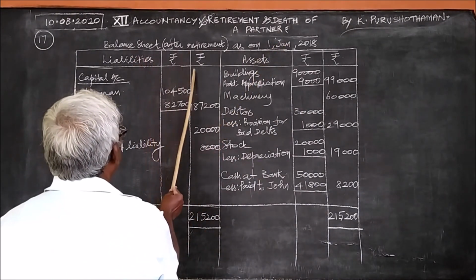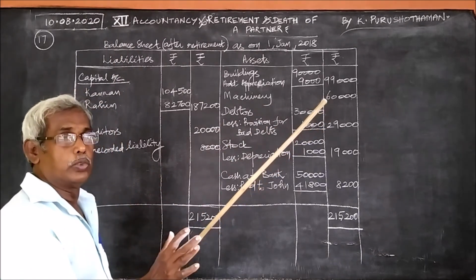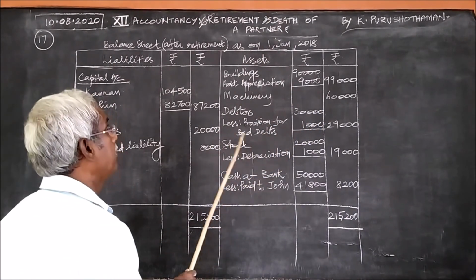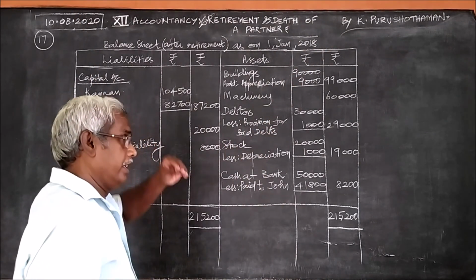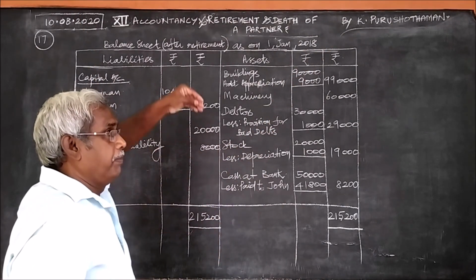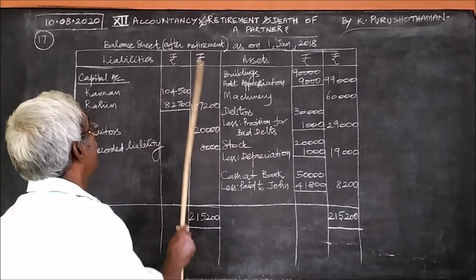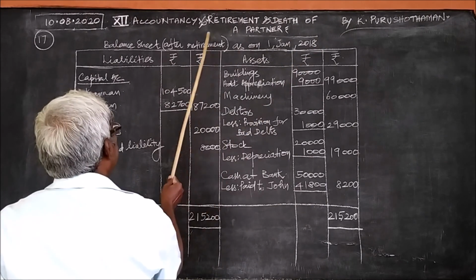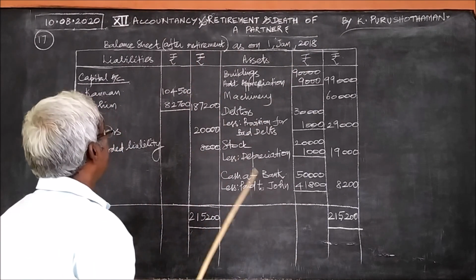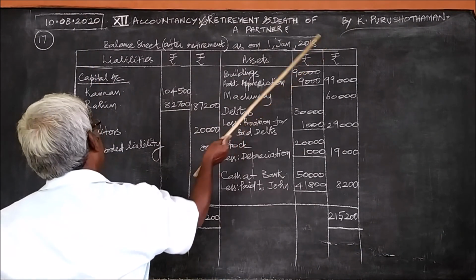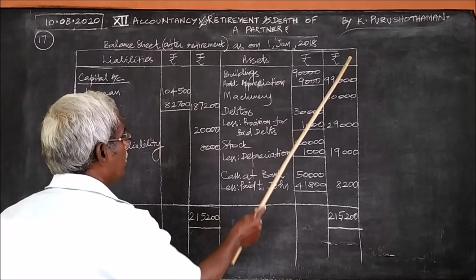You know the format of balance sheet. Since it is a statement, it is not an account, so we should not write debtor and creditor. Revaluation account and capital account are all accounts, ledger-like, so there we write debtor and creditor. Here the balance sheet is a statement, and therefore we should not write debtor and creditor in the corners. Here liabilities rupees, assets rupees.